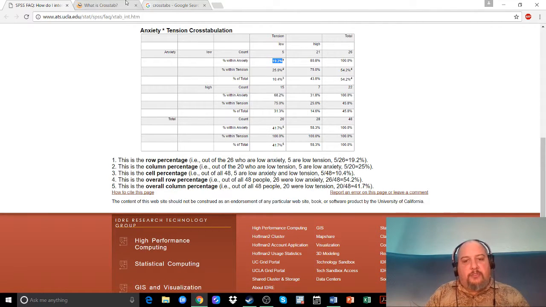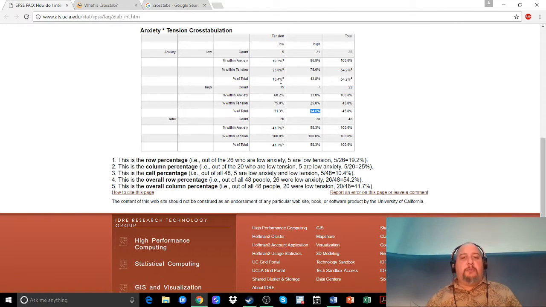I want to discuss the fact that that is the smallest percentage. There's 10.4, there is 43.8, 31.3, and 14.6. So of the 48 participants in this study, the smallest percentage had both low tension and low anxiety. That's what I want to discuss, because I may be looking at this model in terms of, is there a relationship between the two?